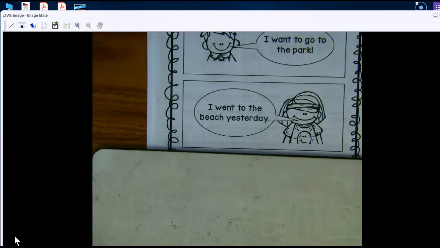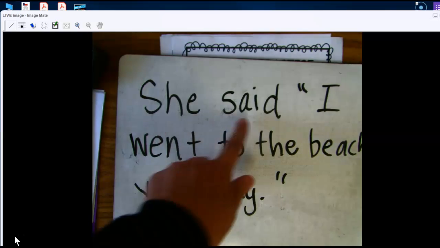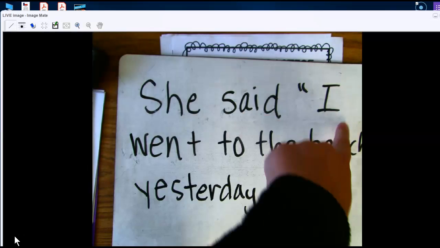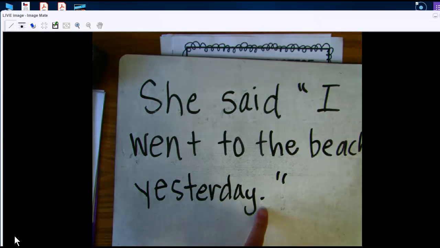She said, with the capital S. Then put the quotation mark, and then I went to the beach yesterday, period, and then the next quotation mark. Check and make sure you put your quotation marks in the right place.